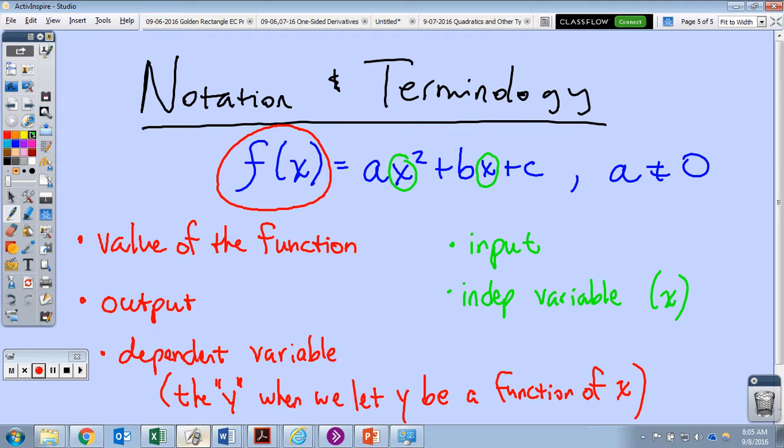Independent variable x, and I'll put time is a very common independent variable. A very common one for the independent variable. Any questions about terminology?